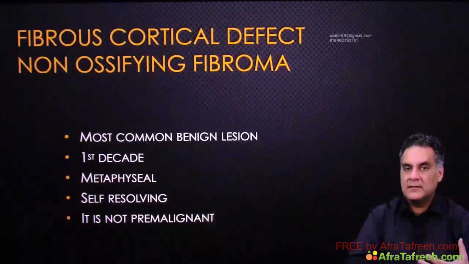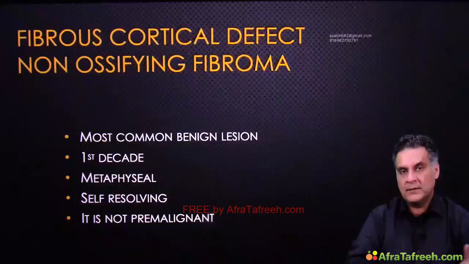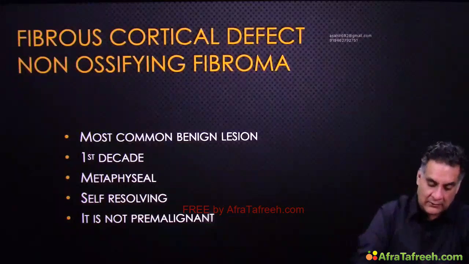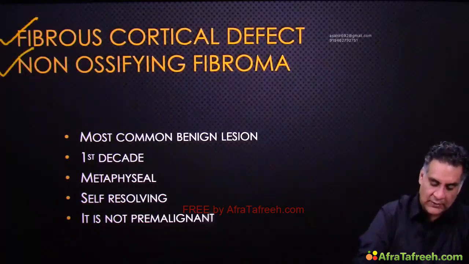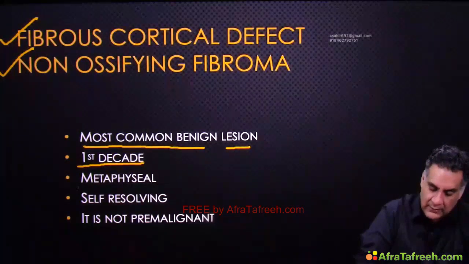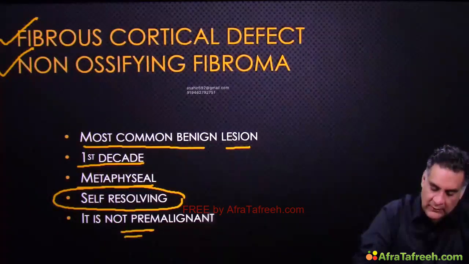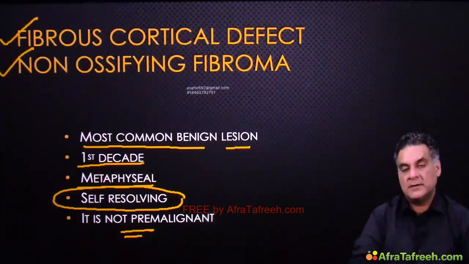One very benign lesion, or a normal variant of a bone, is also called fibrous cortical defect, non-ossifying fibroma. It is the most common benign lesion seen in the first decade of life. Involves the metaphysis. Key point: it will vanish on its own. Does not have any future repercussions.